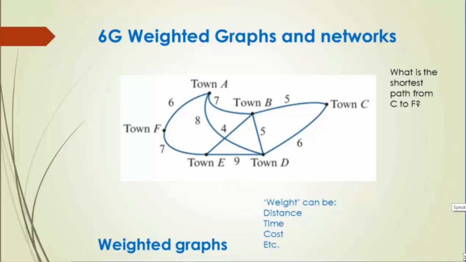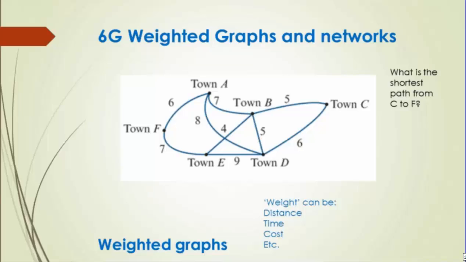Now you can see, apart from the fact that the vertices are labelled, there's also numbers everywhere. So town A to town F is 6 somethings. It could be 6 minutes, it could be 6 kilometres, it could be 6 miles, it could be 6 bus changes, it could be anything you like. 6 stops on a track, on a network, it could be anything.